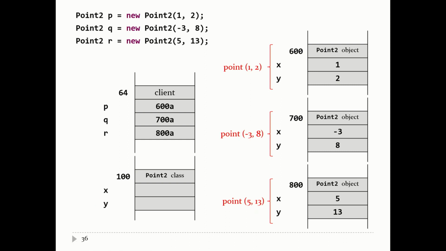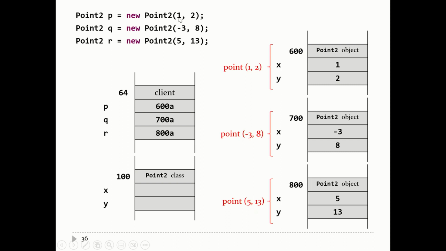Now the new operator runs. So what does new do? New allocates memory for a Point2 object. How does it do it? It takes the class, copies the class, and plunks it down somewhere in memory. So that's what we mean when we say the class is used as a blueprint for creating other objects. You just take a copy of the class, plunk it down in memory. So now this Point2 object has its own x and y field.